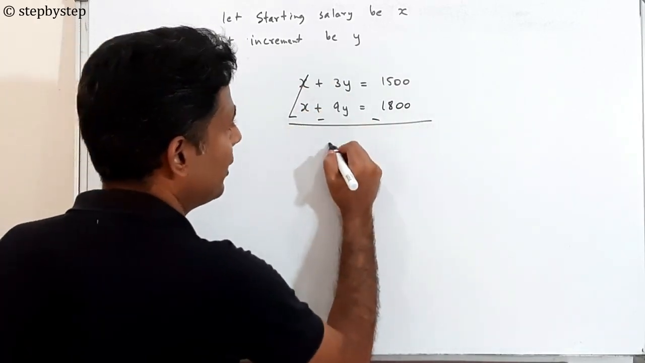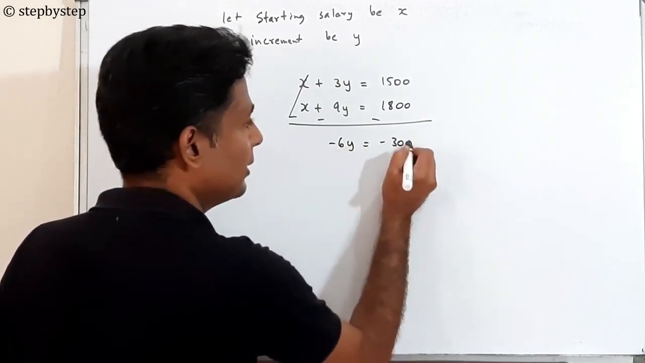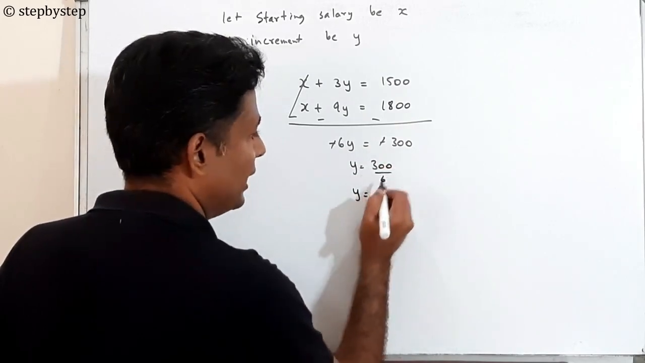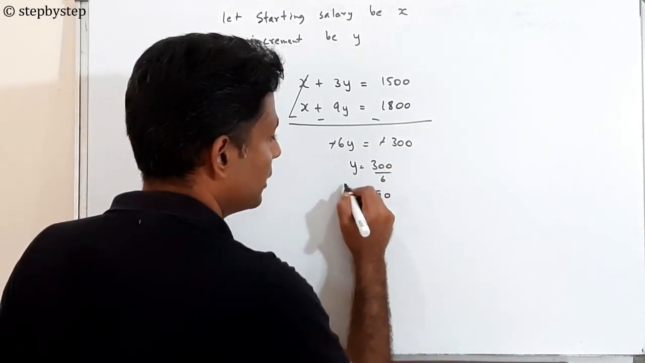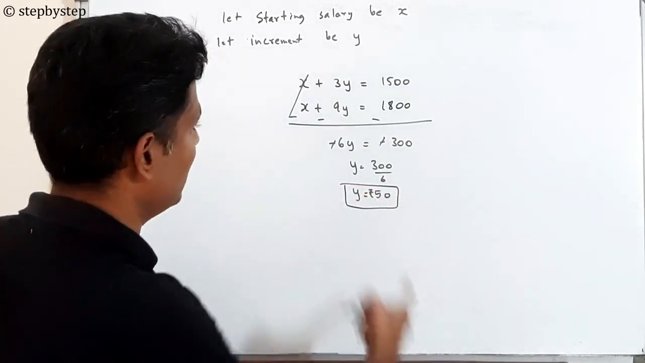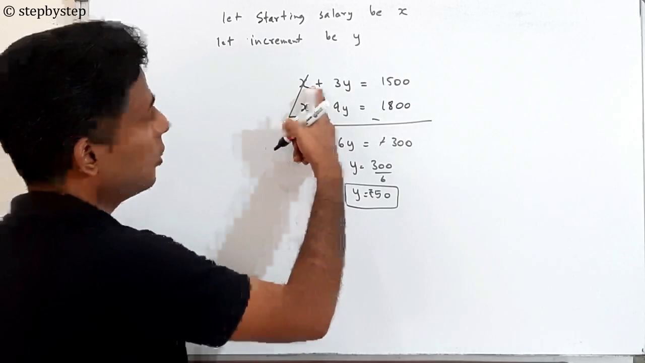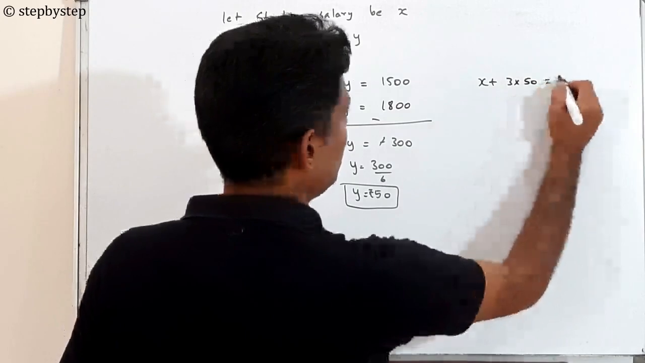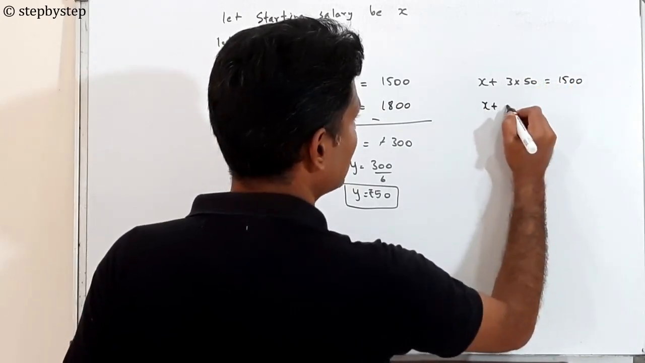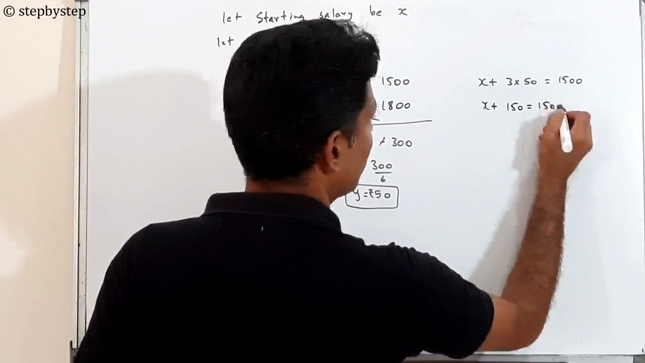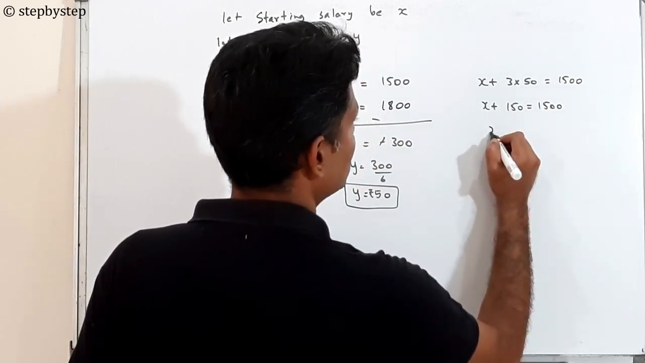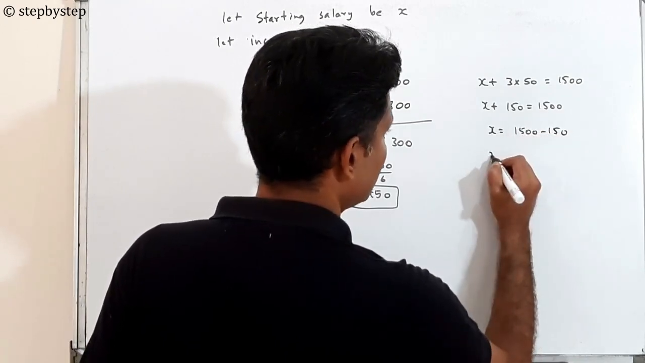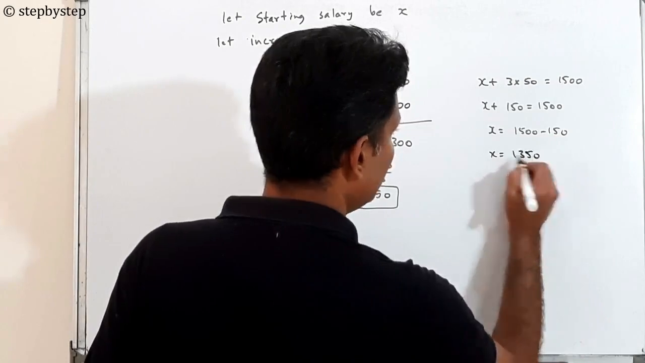Now X is equal, so I'll directly subtract. This will cancel, I'll get minus 6Y equal to minus 300. Minus minus sign cancels, I get Y equal to 300 by 6. So Y equal to 50 rupees. So what is his annual increment? 50 rupees. Now using one of these equations I can find X. So I'll use the first equation. X plus 3 into Y, which is 50, equal to 1500. So X plus 150 equal to 1500, right? So X equal to 1500 minus 150, that is X equal to 1350.